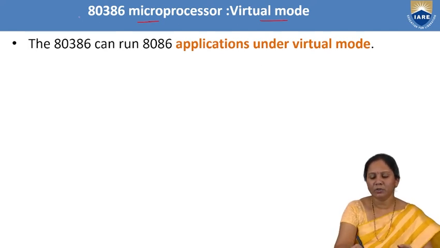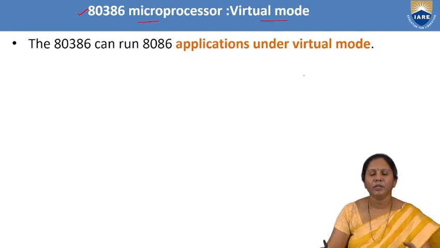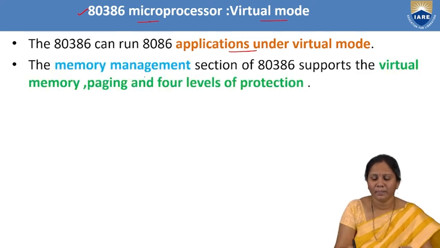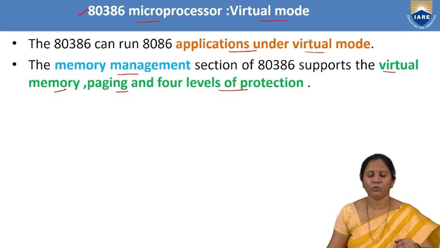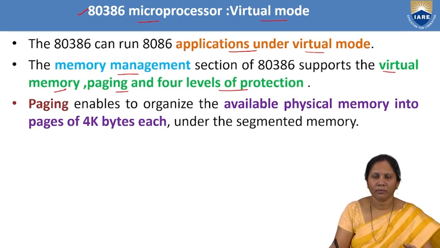Generally, when the 80386 microprocessor is operating in the virtual mode, it can execute all the applications of the 8086 microprocessor. Now, when it is operating in the virtual mode, we have the memory management section. It supports virtual memory, paging, and 4 levels of protection. So here a 4-level protection mechanism is available. Paging enables us to organize the available physical memory into pages of 4 kilobytes each.